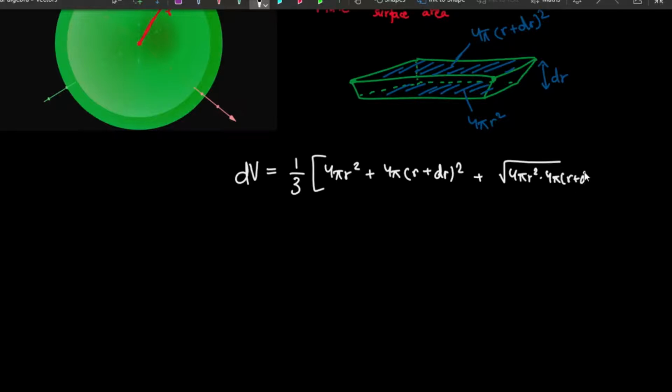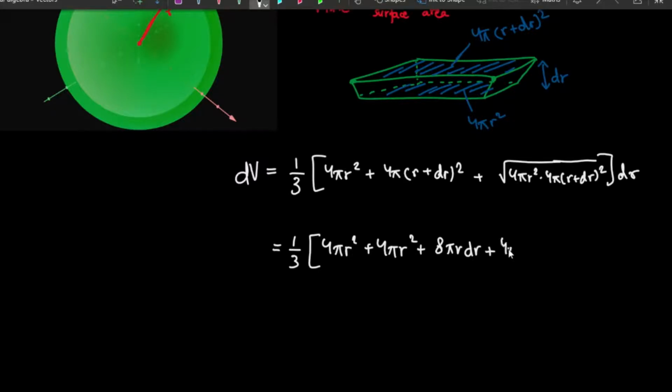And this entire thing is multiplied by its height. So this entire thing will give us the volume of this shape right here, which you can simplify to this thing, which will become 4 pi r square plus 4 pi r square plus 8 pi r dr plus 4 pi dr square, and everything inside is a perfect square, so we have no issues. It will become 4 pi r plus dr and then dr.